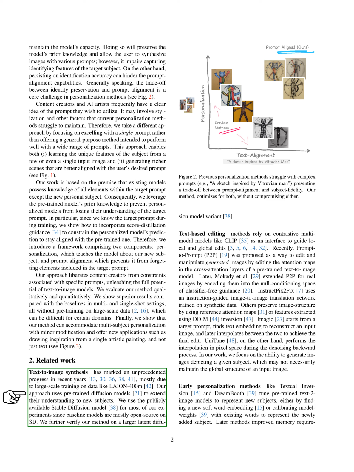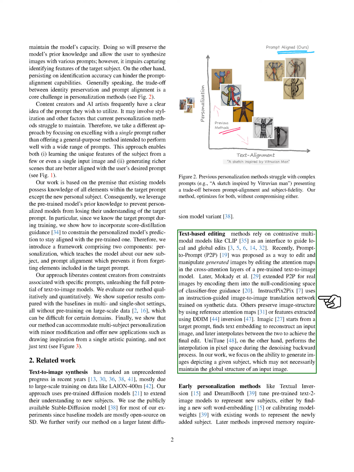In terms of related work, there has been significant progress in text-to-image synthesis in recent years, largely due to training on large-scale data. Our approach extends the understanding of pre-trained diffusion models to new subjects. We've used the publicly available Stable Diffusion model for most of our experiments. Text-based editing methods guide local and global edits using contrastive multimodal models. The prompt-to-prompt (P2P) method was proposed as a way to edit and manipulate generated images by editing the attention maps in the cross-attention layers of a pre-trained text-to-image model.